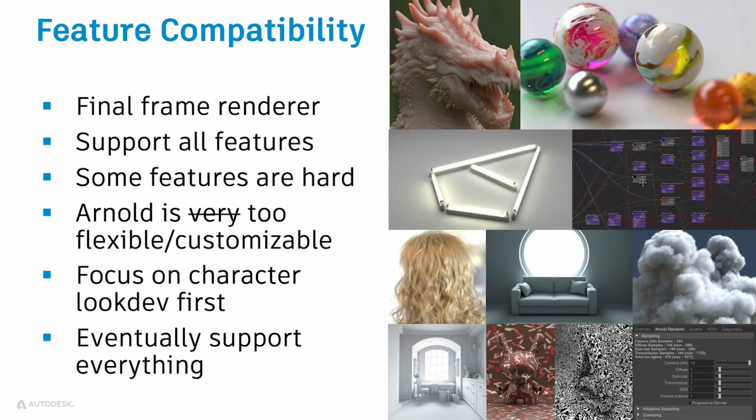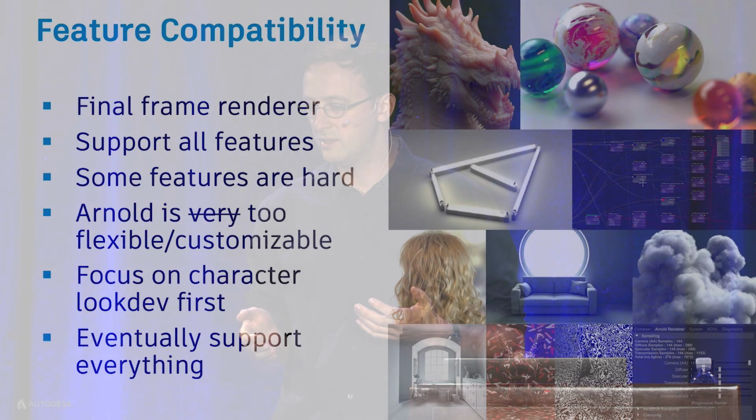We want a renderer that is feature compatible. We don't want a preview renderer. We don't want something that you're going to discard. We want to aim for a final frame renderer, and to have a final frame GPU renderer, we want to support all the features. Now, some features are hard to do on the GPU, and it's going to take some time. Arnold is super flexible, super customizable. First, we decided to focus on the feature set that enables you to do character look dev, because incidentally, that's also the kind of asset that is going to fit on your GPU, at least at first. Eventually, we will support everything.